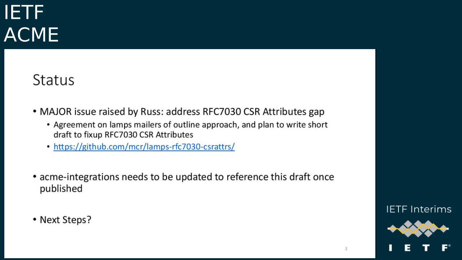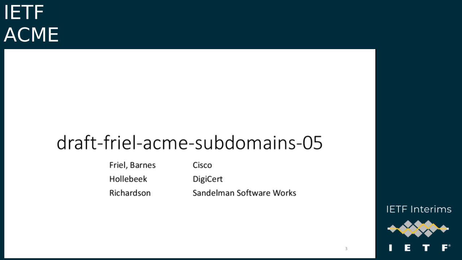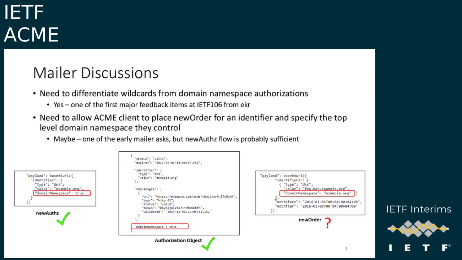Okay. We can go on to the next draft, the subdomains. Next slide, please. So there's a lot of mailer discussion. I think there are two main things really. One is the need to differentiate and disambiguate between authorizations for wildcards versus authorizations for subdomains or domain namespaces. And that was actually one of the first major pieces of feedback at the MIC discussion at IETF 106: yes, we did need to disambiguate between the two types of authorizations.